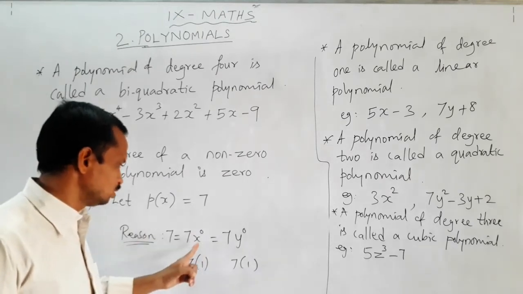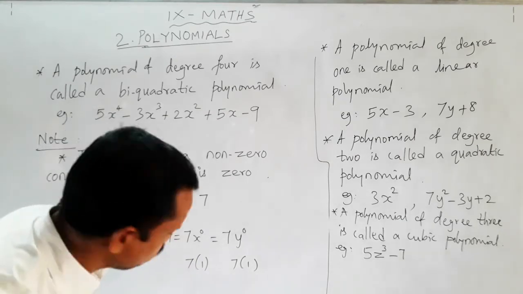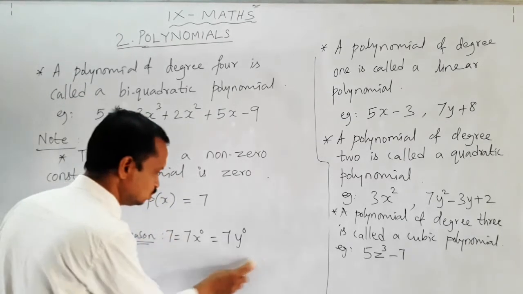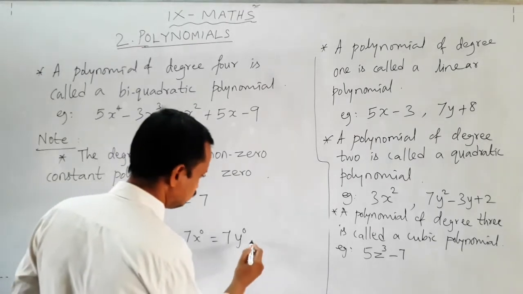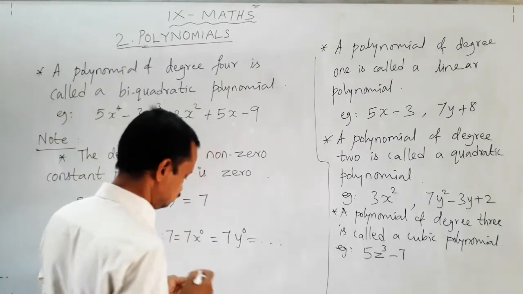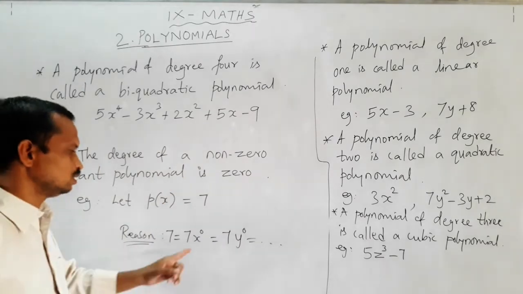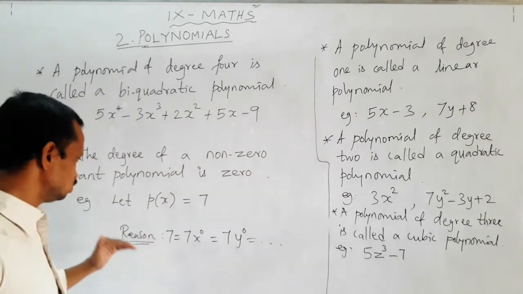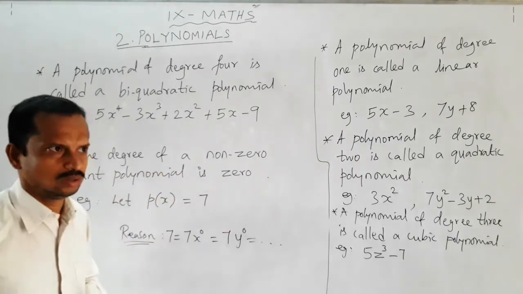So therefore x power 0 is 1. So 7 into 1 is 7 only. So we are saying the degree is 0. Okay, so any form we can write. Any variable you can use, but the exponent you have to write as 0. Then only you can get 1. So that's the reason why we are saying the degree of a non-zero constant polynomial is 0. Clear?